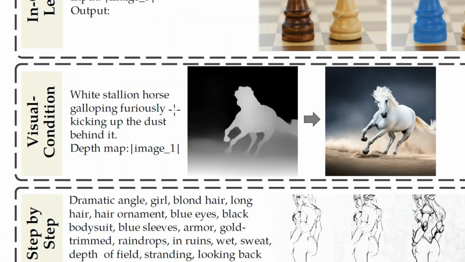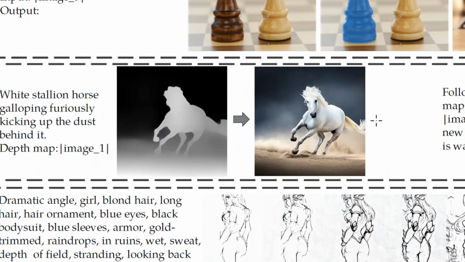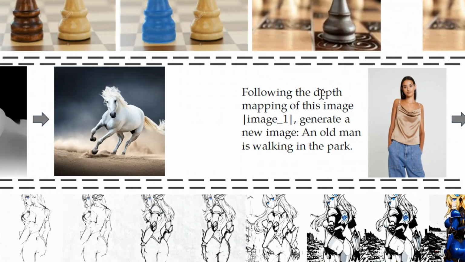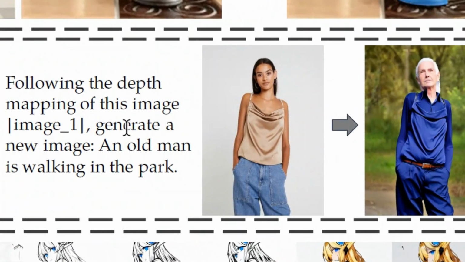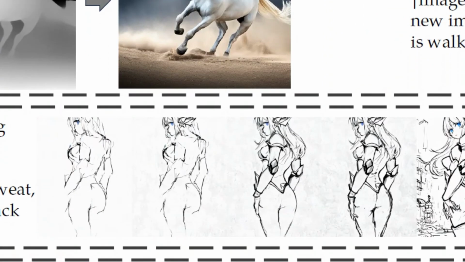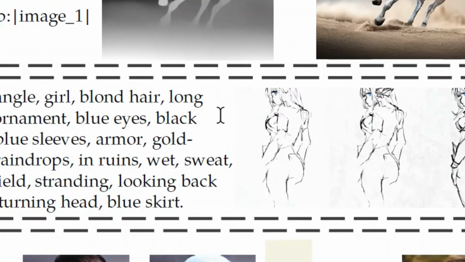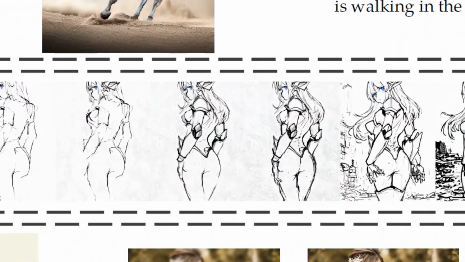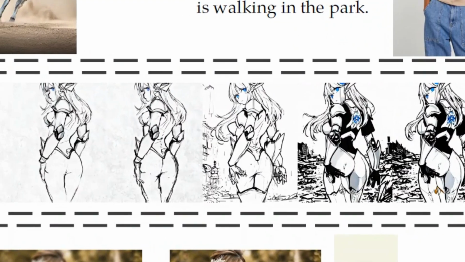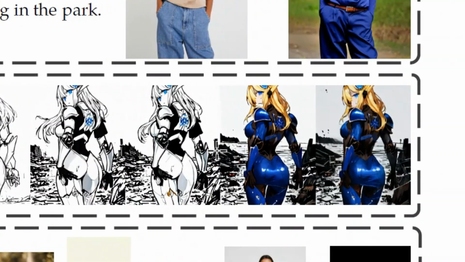Visual conditioning. So we see that this horse, it generated a depth map of the horse. For this image, following the depth map, we generate a new image, which is an old man is walking in the park. So this has been converted to the old man. Next we have step by step. So dramatic angle, blonde hair, long, looking back at viewer, turning head, blue skirt. So you can see that step by step it is able to generate the image here.